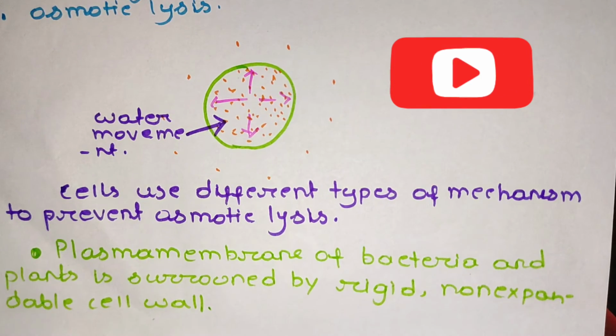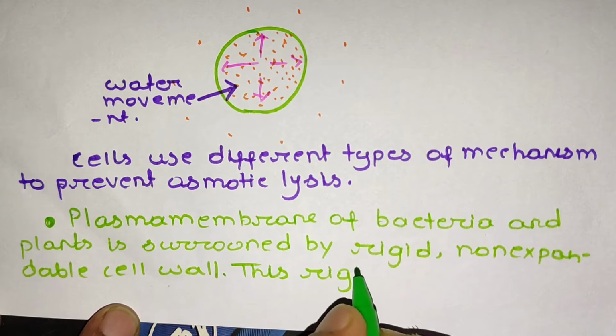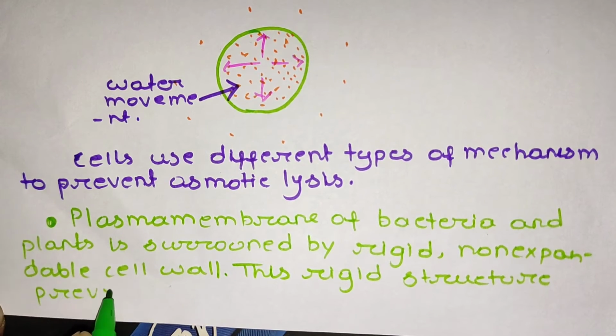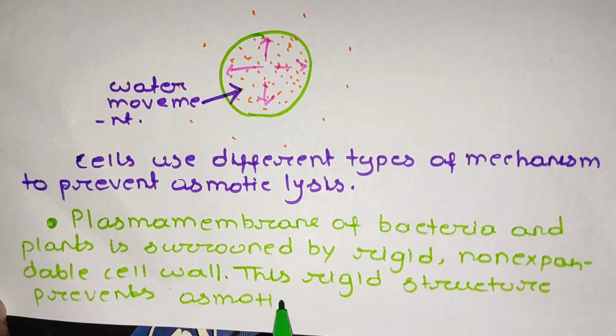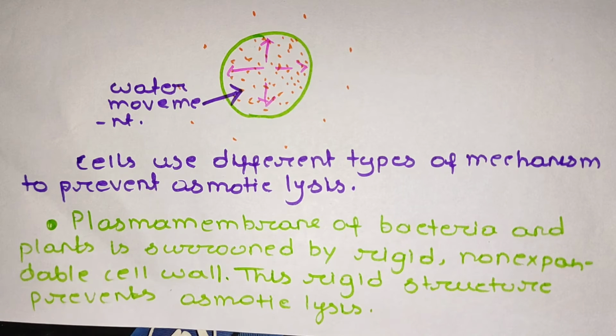And what is the role of this cell wall? Different cell walls play different types of roles, but here we discuss the purpose of rigidity. So this rigid structure prevents osmotic lysis. In case of bacteria and plants, the plasma membrane is surrounded by the rigid, non-expandable structure that is called the cell wall, and this rigid structure protects the cell from osmotic lysis.